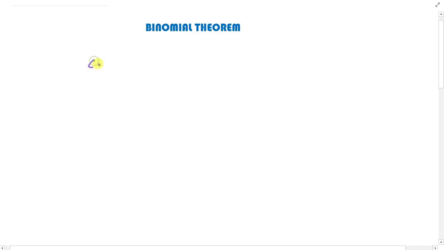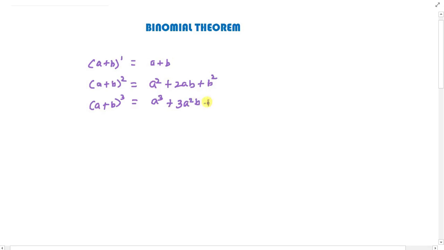For example, (a + b) to the power 1 is a + b. (a + b) the whole square, which we can write as a square + 2ab + b square. (a + b) the whole cube, a cube + 3a square b + 3ab square + b cube. (a + b) whole power 4. What can be its expansion?